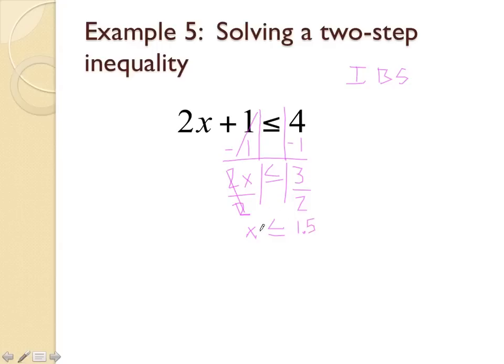Okay? If I were to graph this, it would be a graph with a closed circle, and I would highlight to the left of 1.5.